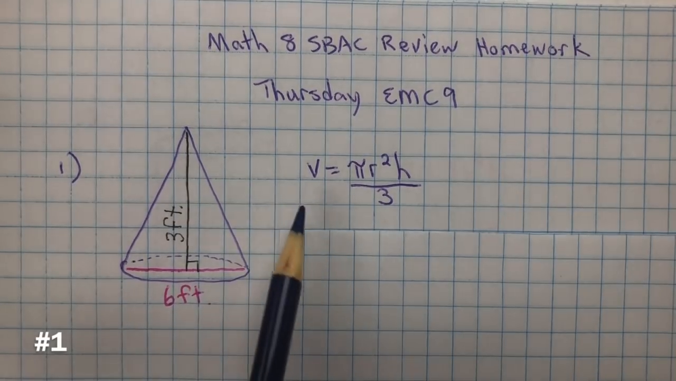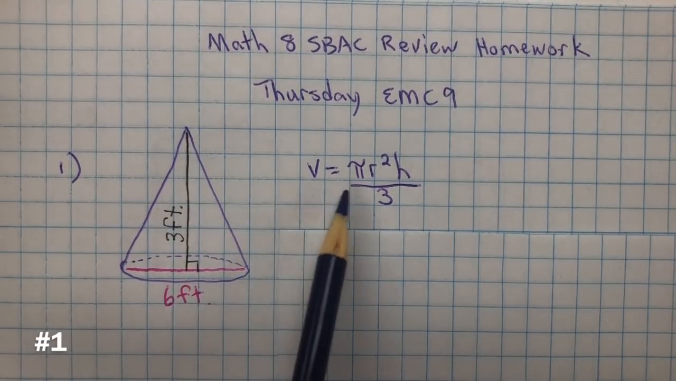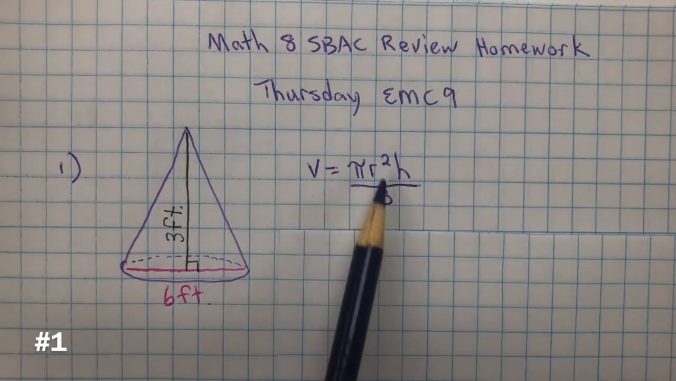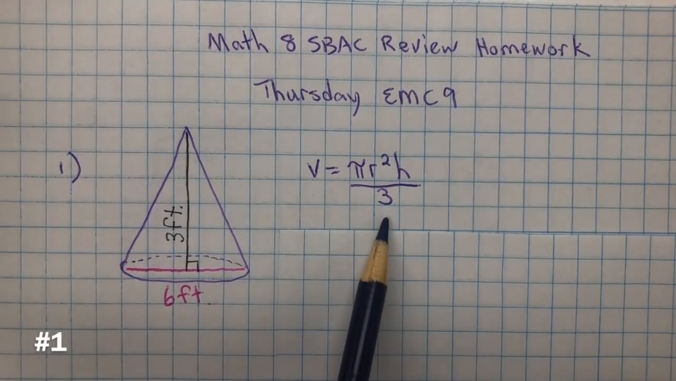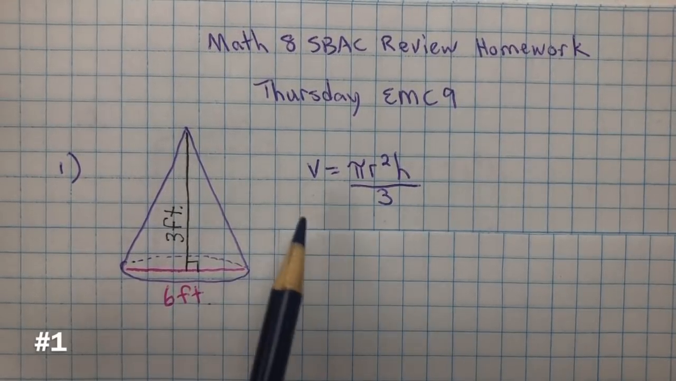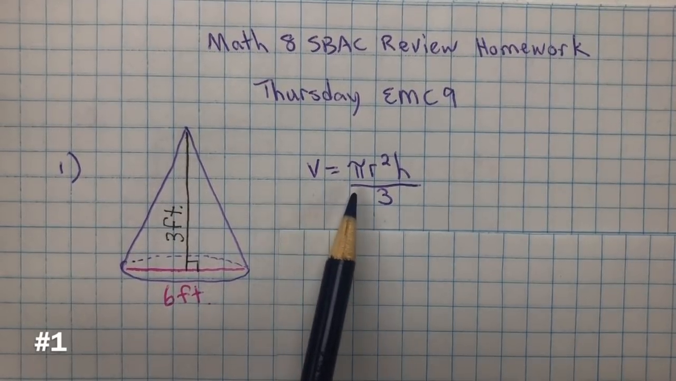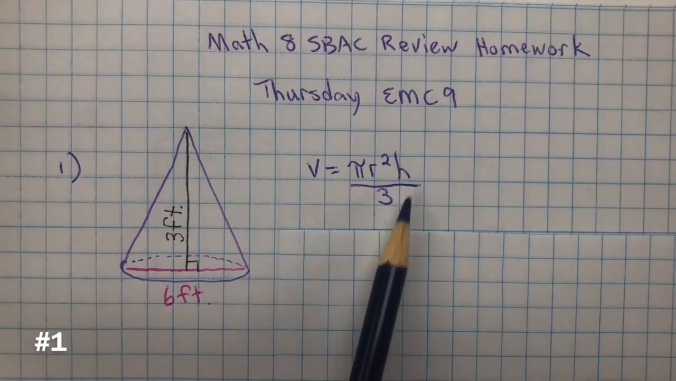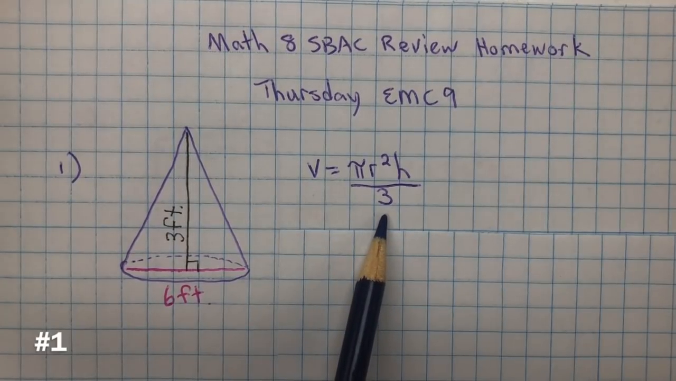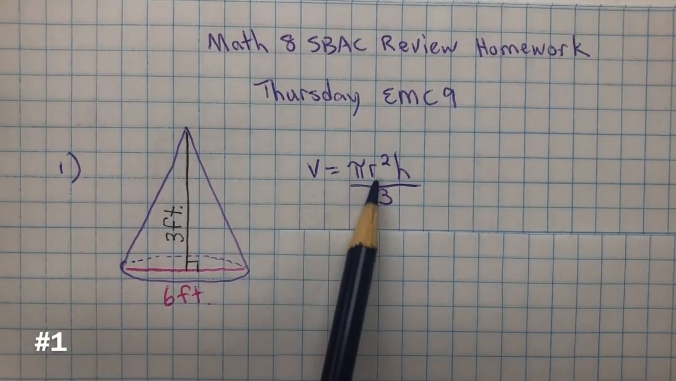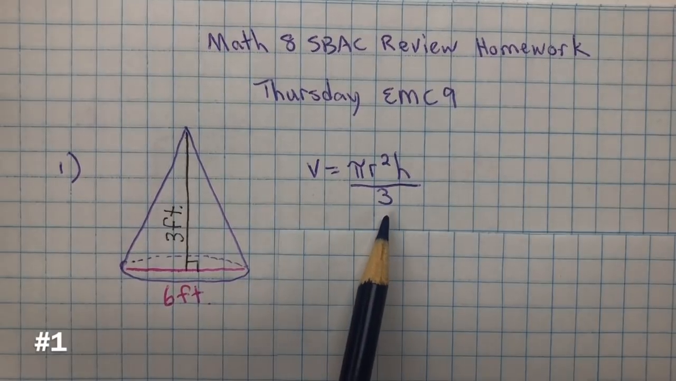The formula for the volume of a cone is volume equals pi times radius squared multiplied by the height divided by 3. The way I remember this formula is by "veggie pies are too hot, so I cut it into thirds." So again, veggie pies are too hot, so I cut it into thirds.